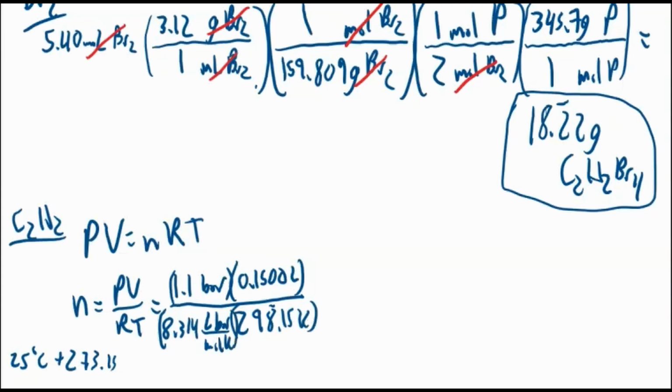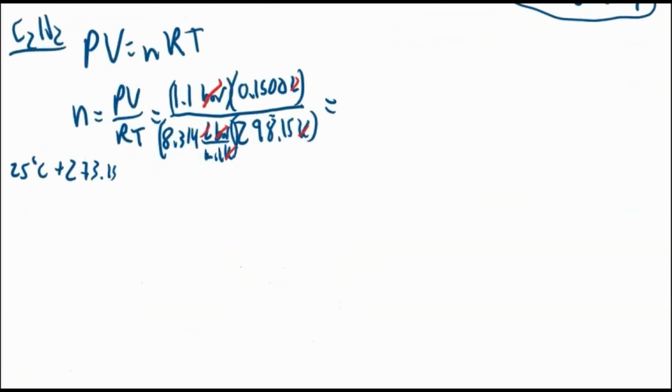And it's always good to cancel the units. Bars cancel, liters cancel, Kelvin cancels. So we have 1 over moles down here, so we could flip it, and then we get moles for the units. Same thing up here: moles of P cancel out moles of product, and we're left with grams of product.